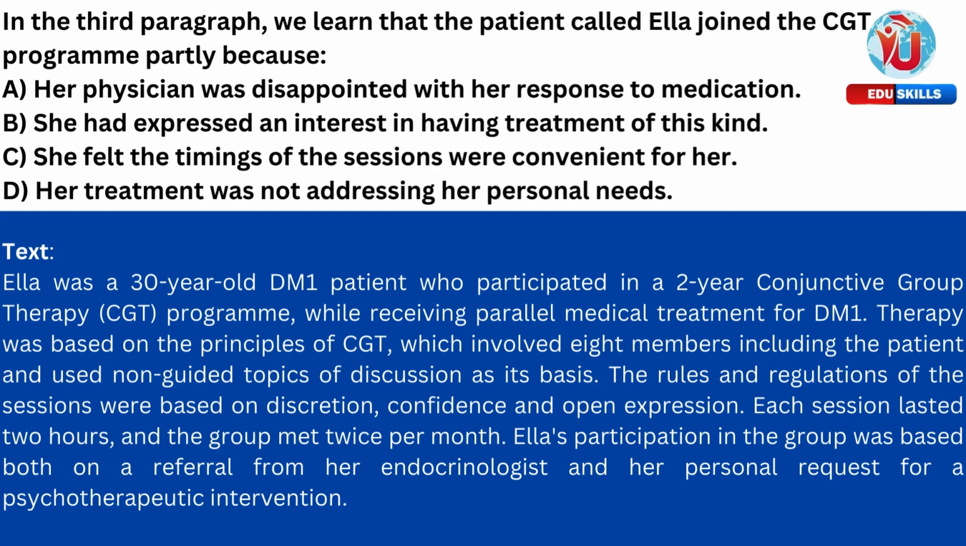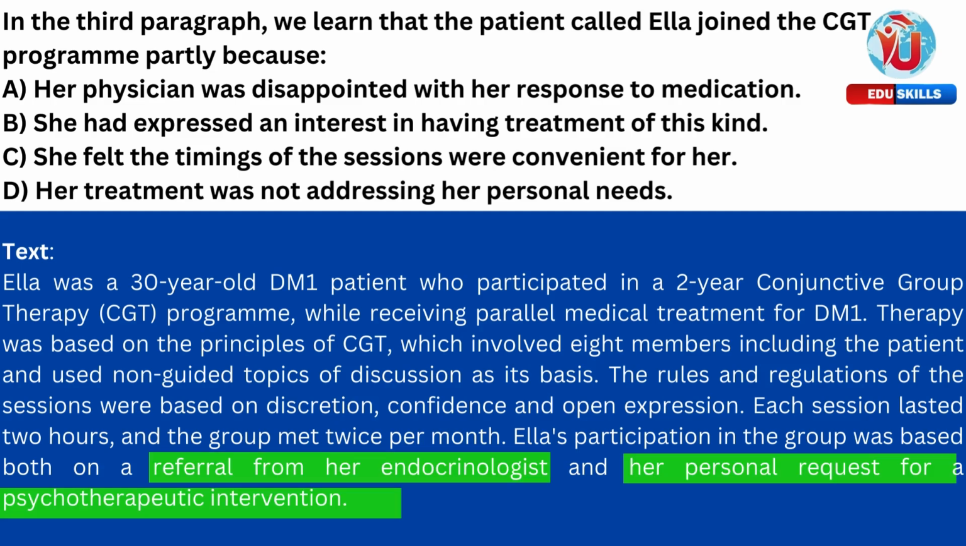Ella's participation in the group was based both on a referral from her endocrinologist and her personal request for a psychotherapeutic intervention. Let's break it down. The text tells us that Ella joined the CGT program due to 2 reasons: a referral from her endocrinologist and her personal request for a psychotherapeutic intervention. This suggests that Ella herself expressed interest in receiving this type of treatment. Now let's look at the options.